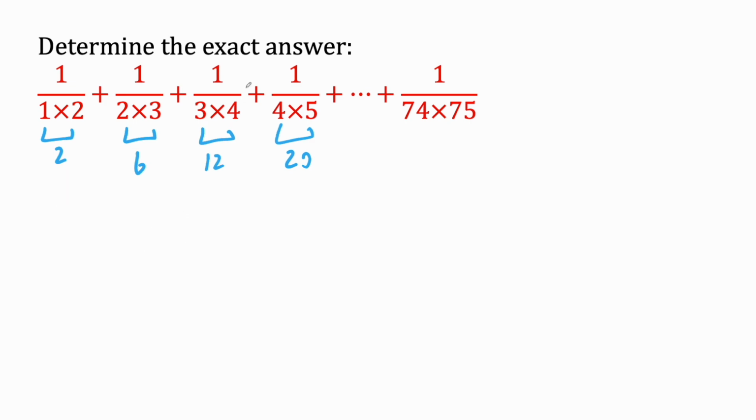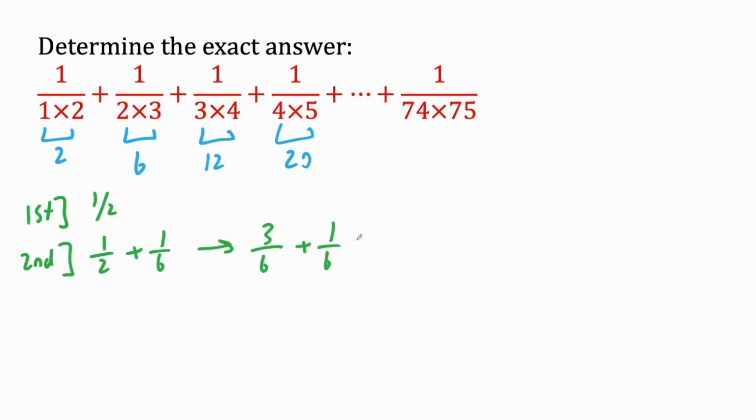At this point, let's see if we add it and if there's a pattern. Sometimes that can work. So we know the first term is 1/2. The second term, if we add it together, 1/2 plus 1/6, let's see what we get. We need a common denominator, so I'm going to multiply by 3, multiply by 3, so we get 3/6 plus 1/6, which is going to give us 4/6. And then we can simplify, so divide by 2, we get 2 divided by 3.